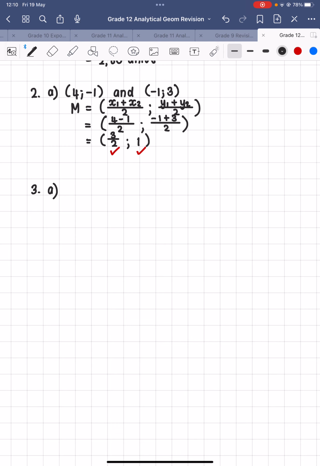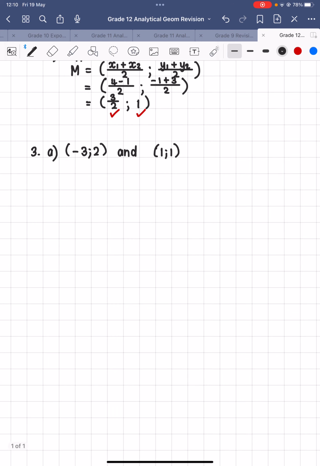Calculate the gradients of the lines passing through the following pairs of points. So we have negative 3, 2. And we have 1, 1. Okay, so they want the gradient. Remember, gradient is, I'm just going to write it over 2 lines now, y2 minus y1, or change in y if you want to write that. But again, you don't actually have to write the formula down.